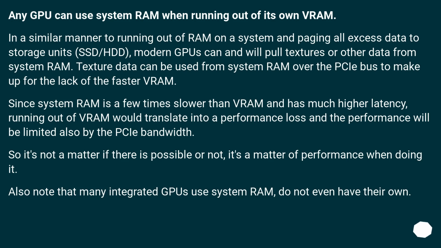Any GPU can use system RAM when running out of its own VRAM. In a similar manner to running out of RAM on a system and paging all excess data to storage units, SSD/HDD, modern GPUs can and will pull textures or other data from system RAM. Texture data can be used from system RAM over the PCI bus to make up for the lack of the faster VRAM. Since system RAM is a few times slower than VRAM and has much higher latency, running out of VRAM would translate into a performance loss, and the performance will be limited also by the PCI bandwidth. So it's not a matter if it is possible or not, it's a matter of performance when doing it. Also note that many integrated GPUs use system RAM, do not even have their own.